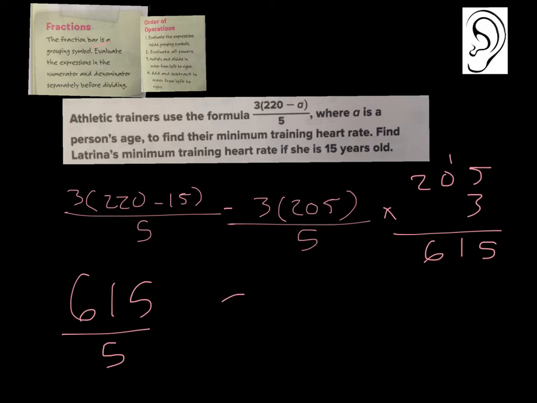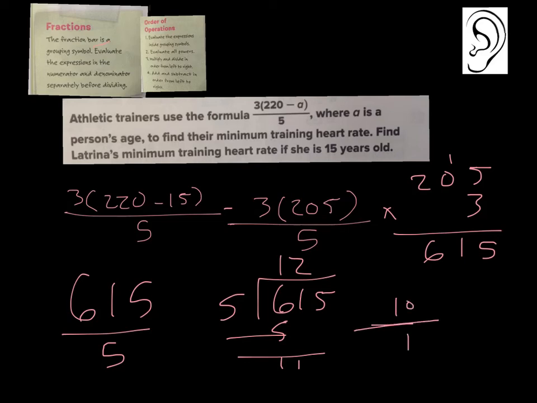And when I crank that out, 5 goes in once, subtract, 1 goes in twice to 11, and I get 10 left over. If I subtract away, I have 1, then I bring down my 5. 5 goes into 15 3 times, and so my final answer is 123. In the context of the problem, 123 beats per minute is the minimum training heart rate for a 15-year-old. So this one is just an example of grouping symbols. We have a lot of step processes to go through. We substitute, we solve, we divide, we can figure it out.